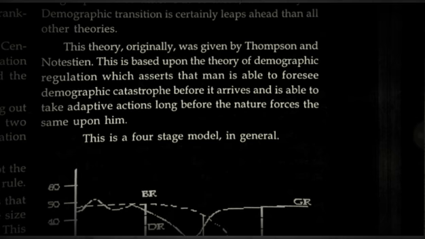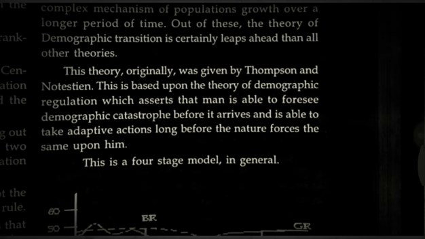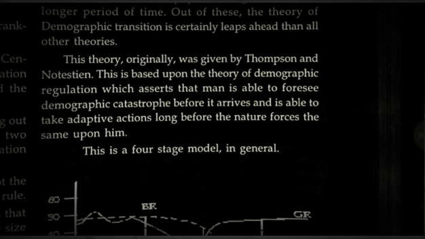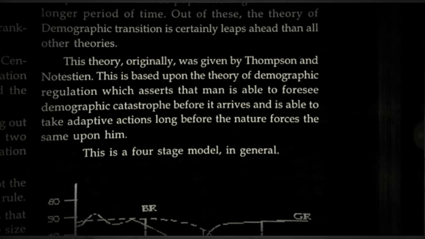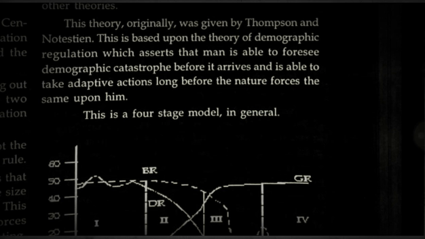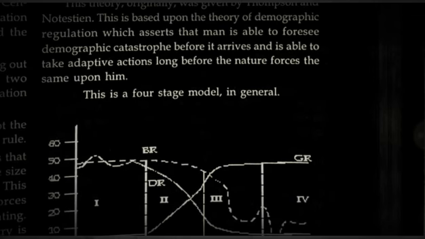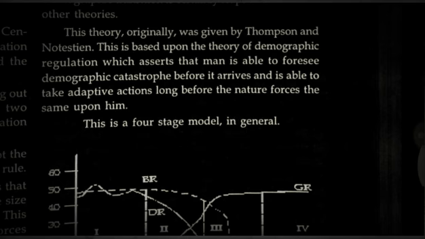This is based upon the theory of demographic regulation, which asserts that man is able to foresee a demographic catastrophe before it arrives and is able to take adaptive actions long before nature forces the same upon him.